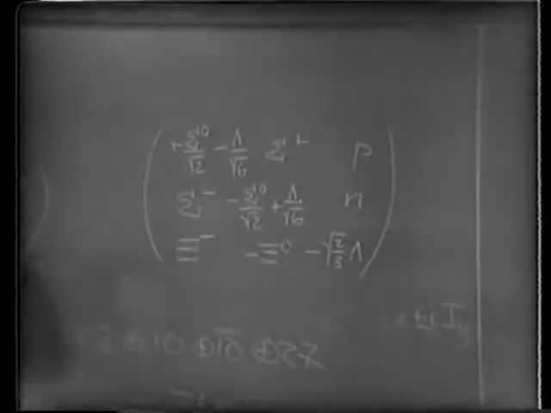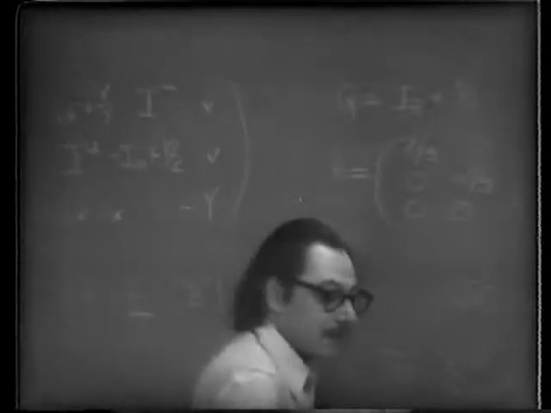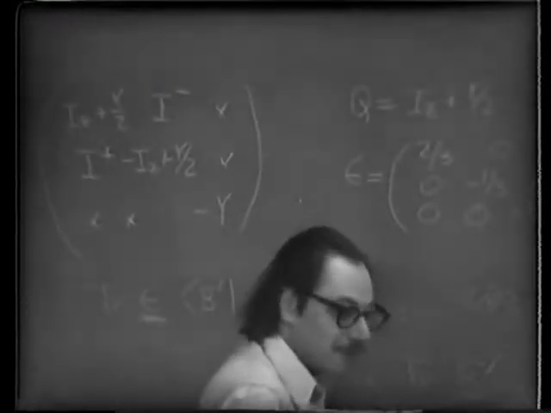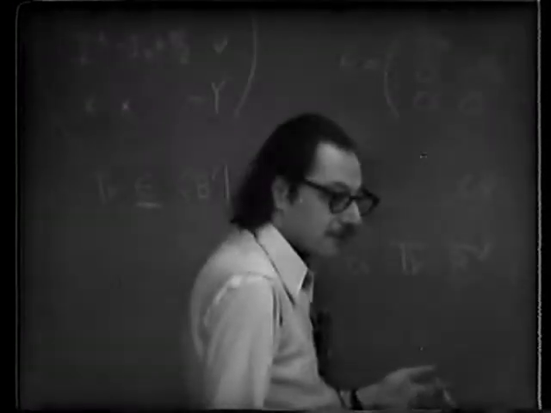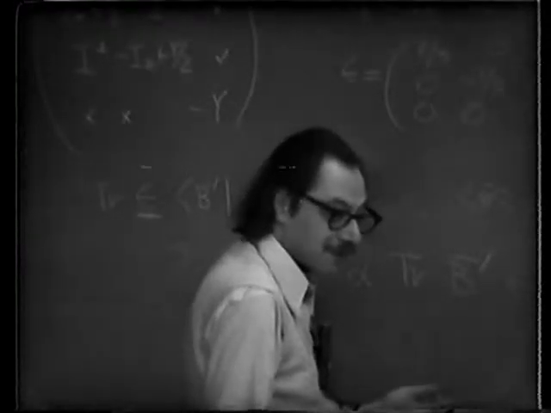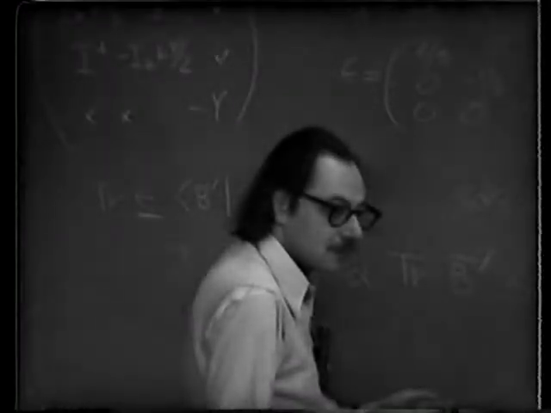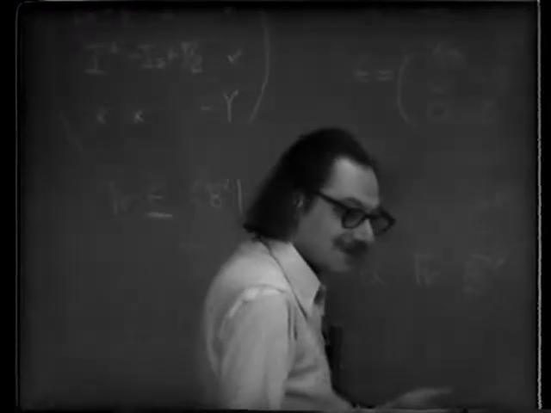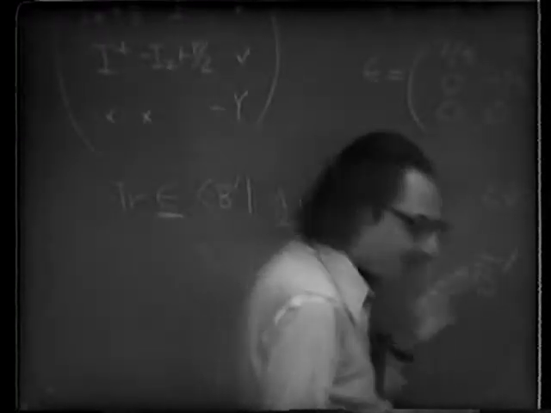B is the initial state. B prime is the final state, labeled by 3x3 SU3 matrices for the same reason they're labeled by 4x1 Dirac spinors. Well, I'll do everything. I mean, I'll do all the magnetic moments.